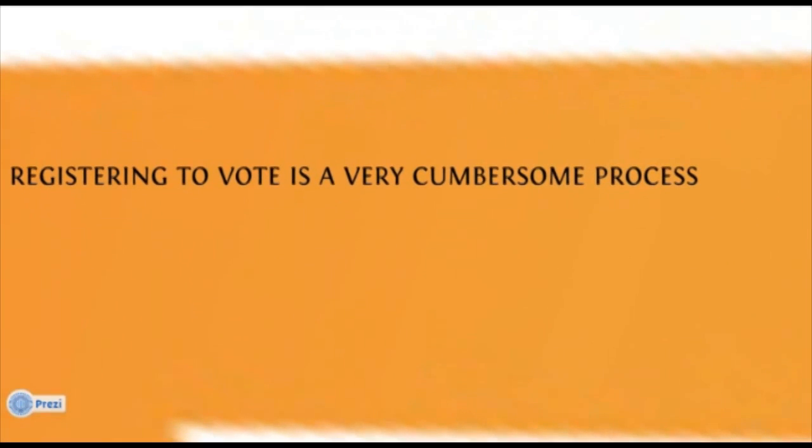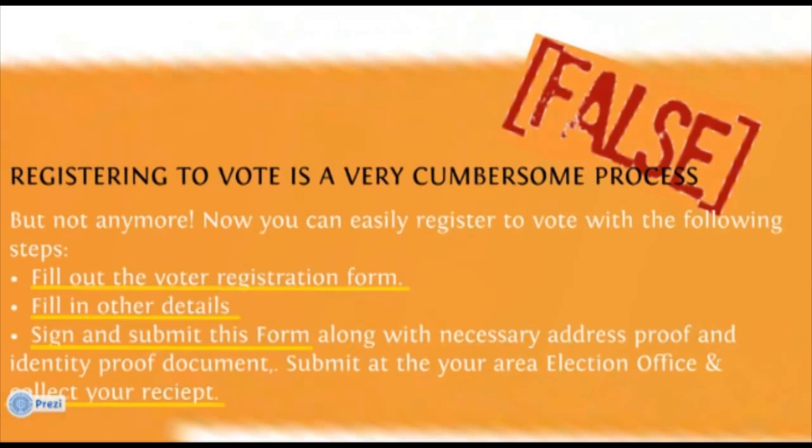Registering to vote is a very cumbersome process, but not anymore. Now you can easily register to vote with the following steps. Fill out the voter registration form, fill in other details, sign and submit the form along with necessary address proof and identity proof document. Submit at your area election office.